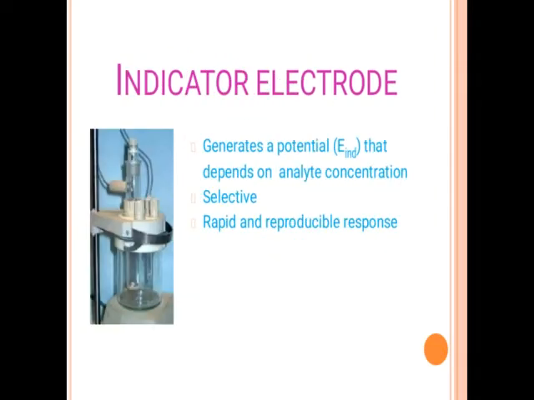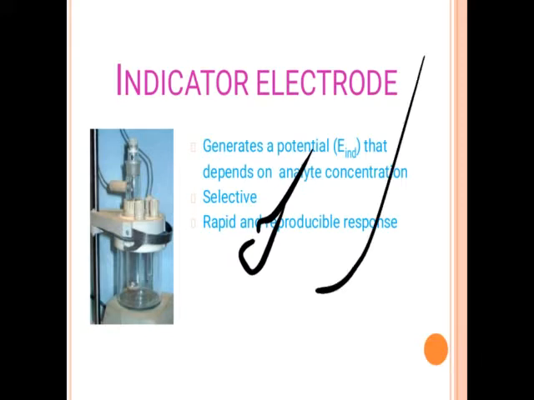In the case of an indicator electrode, the potential difference across the indicator changes when the analyte is added and the reaction takes place, and depending upon that it changes. So it is selective or sensitive to the analyte concentration. It is rapid, and it gives a reproducible response.